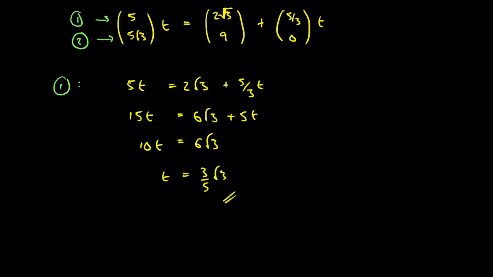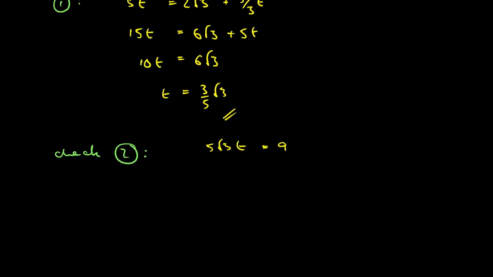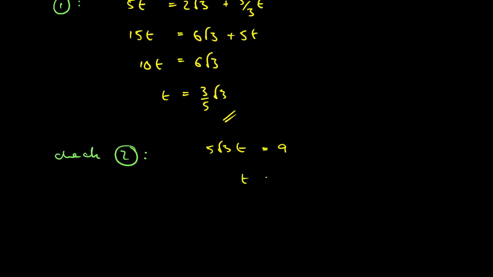Okay, well then I want to see if that value of time also satisfies the second one. So we're going to check against equation 2. If I do that, then we've got 5 root 3t is equal to 9, and that means t is equal to 9 divided by 5 root 3. Okay, well, we're going to rationalize that. So we're going to times the top and bottom by root 3, root 3.